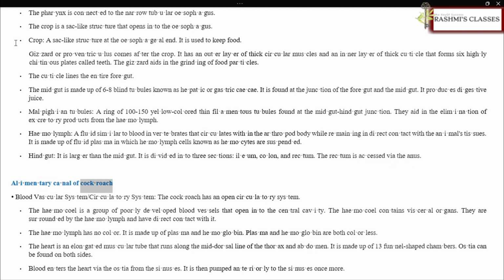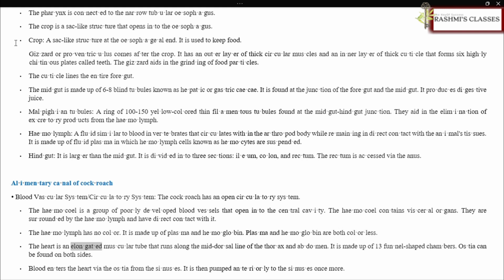Alimentary canal of cockroach. Blood vascular system, the circulatory system. The cockroach has an open circulatory system. The hemocoel is a group of poorly developed blood vessels that open into the central cavity. The hemocoel contains visceral organs. They are surrounded by the hemolymph and have direct contact with it. The hemolymph has no color. It is made up of plasma and hemoglobin. Plasma and hemoglobin are both colorless.